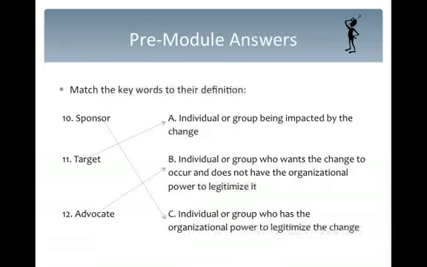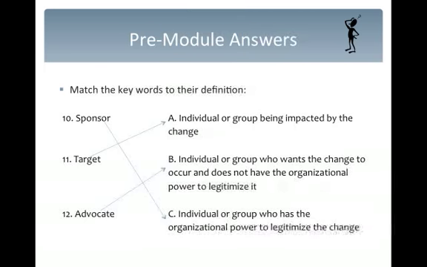Arrows connect keywords to definitions. And now, let's move to match the keywords to their definition. A sponsor is C, an individual or group who has the organizational power to legitimize the change. A target is A, an individual or group being impacted by the change. And an advocate is B, an individual or group who wants the change to occur and does not have the organizational power to legitimize it.